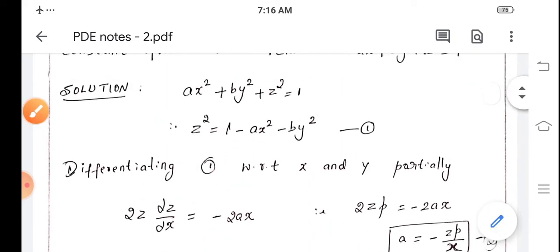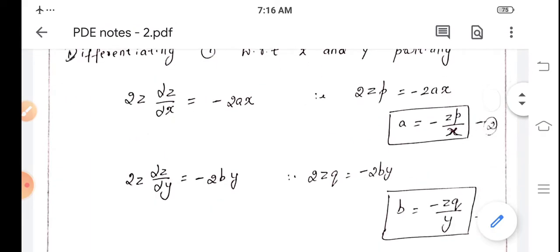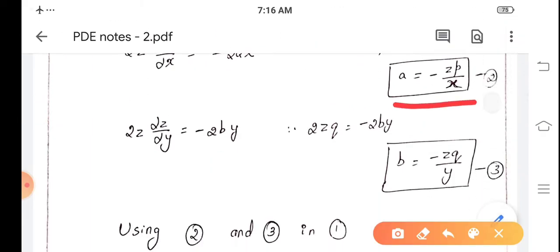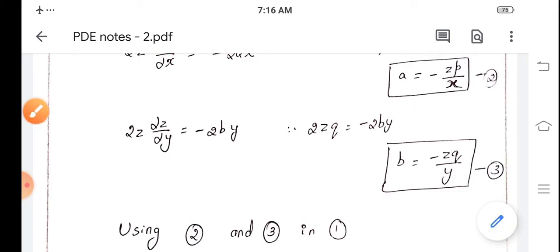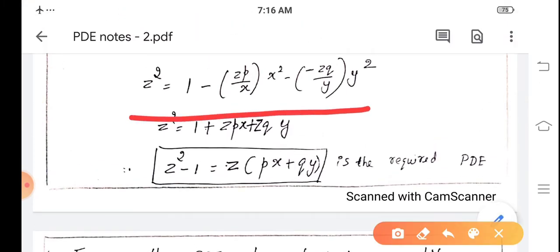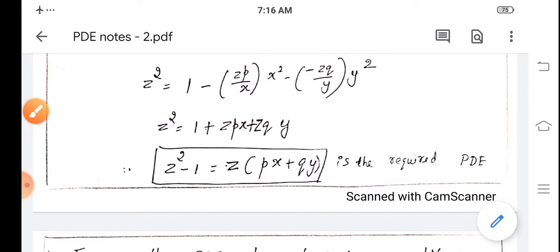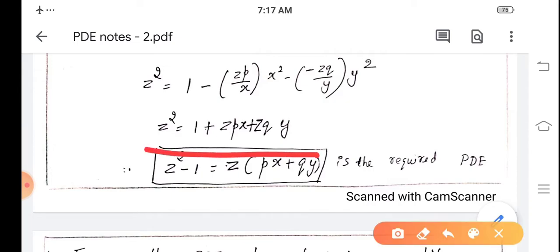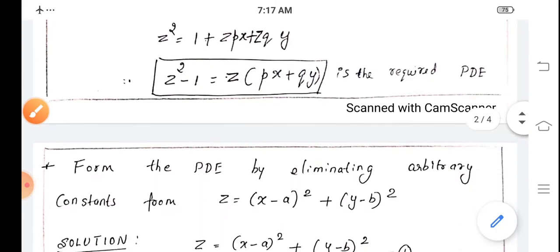Now, to eliminate arbitrary constants a and b from equation 1, we can substitute a is equal to minus zp divided by x and b is equal to minus zq divided by y. So substituting in equation 1, we obtain z square equal to 1 minus a(zp divided by x) whole square minus b(zq divided by y) whole square. That will be z square equal to 1 plus zpx plus zqy, or z square minus 1 is equal to z into px plus qy. That is the required partial differential equation.